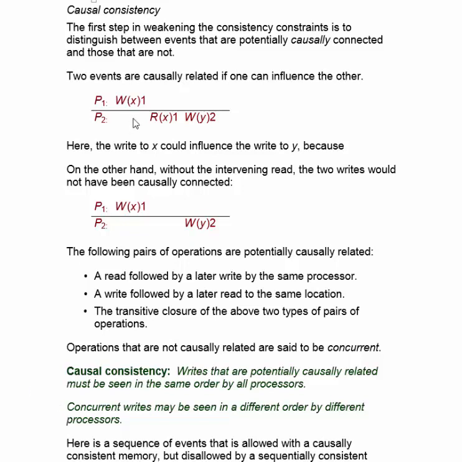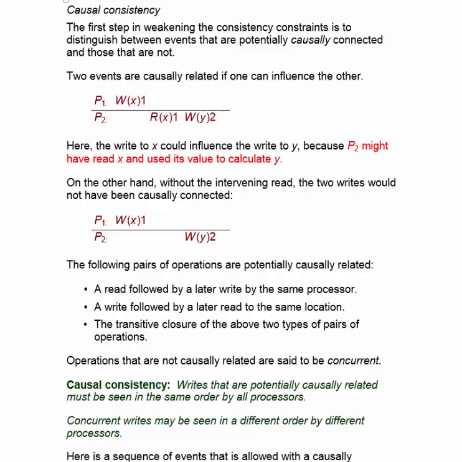So our first example here is processor 1 writing a 1 to location X, and then processor 2 reading from location X and fetching a 1, and then writing a value of 2 to location Y. Here, the write to X could influence the write to Y. Think about why. Because P2 read X, and it could have used the value of X in the calculation of Y. On the other hand, if that read of X was not there, then the two writes would not have been causally related, because there's no way that the information that was written to X over here can flow to the write that takes place over there.